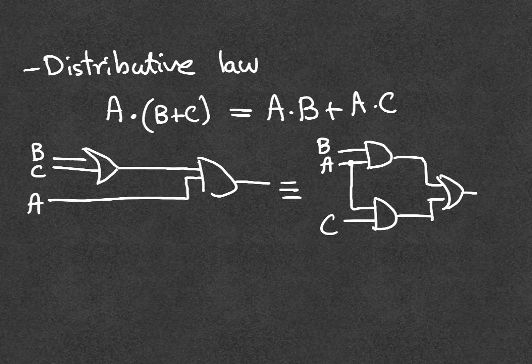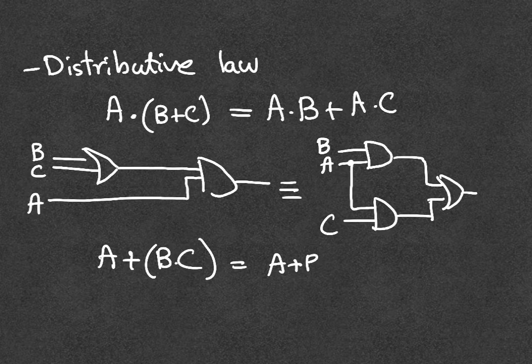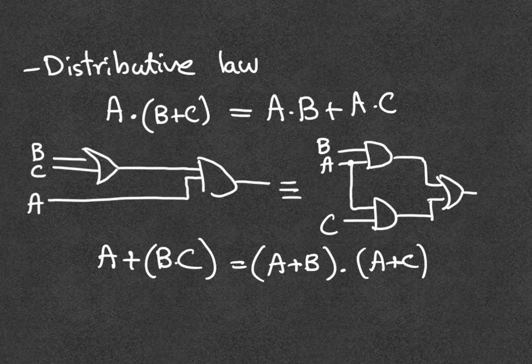Okay, so for the OR, it's going to be the same. If you have A or B and C, you get A or B, and then you can AND it with A or C. So these two also are equivalent. Okay, so these are some of the very important laws or rules of Boolean algebra.